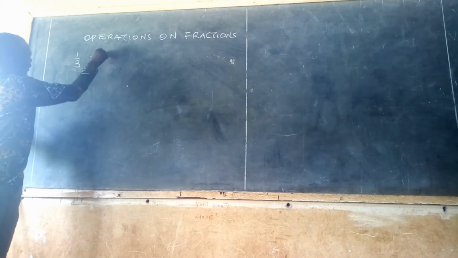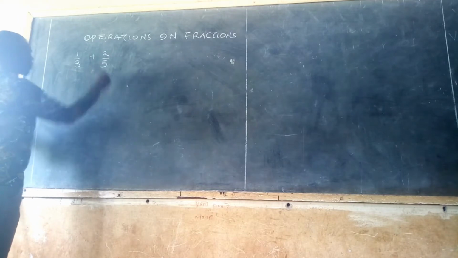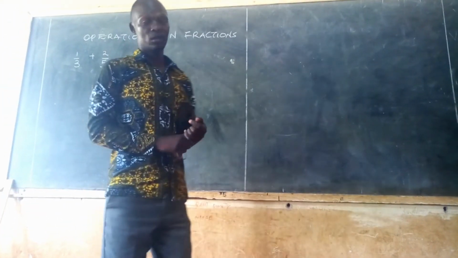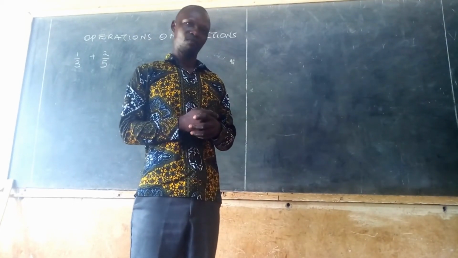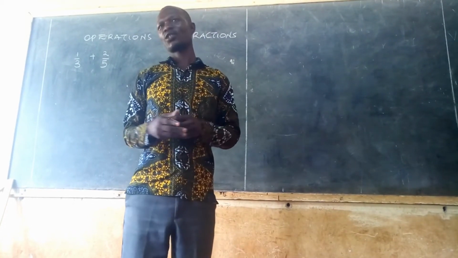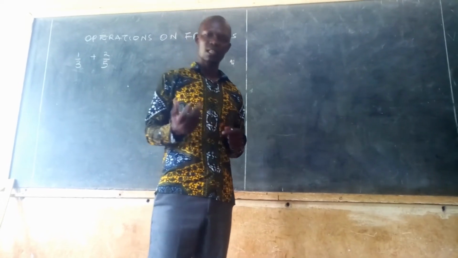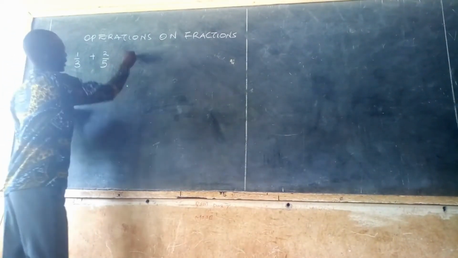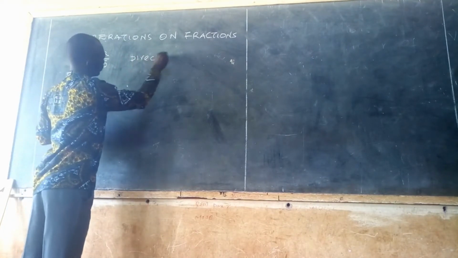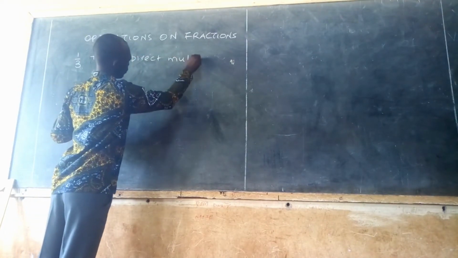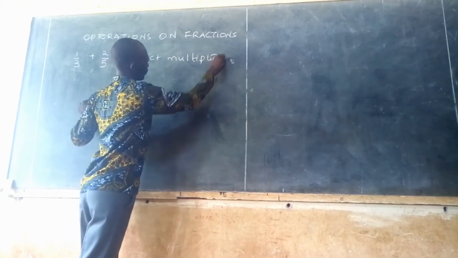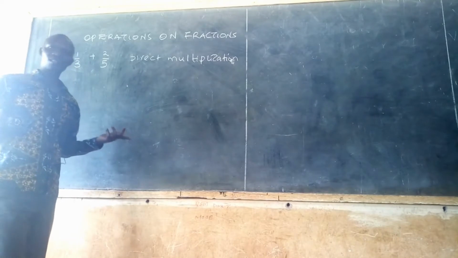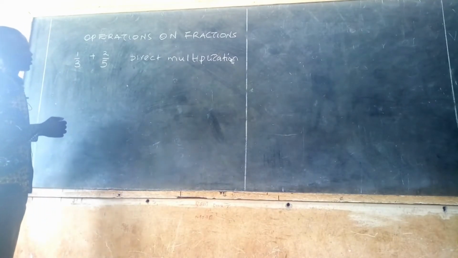I may give you 1/3 plus 2/5. I am aware that from primary knowledge what you have known is the LCM method. However, I want to introduce an even easier way of adding fractions. There is what I call the direct multiplication method. How does it work? This is how my method works.